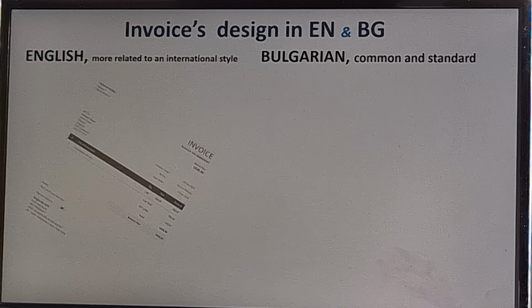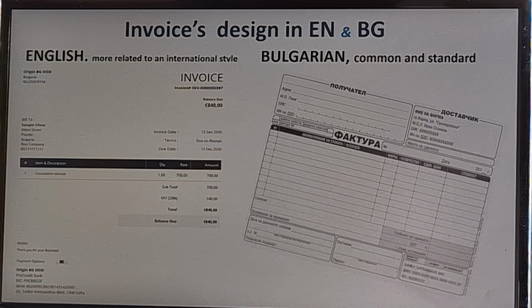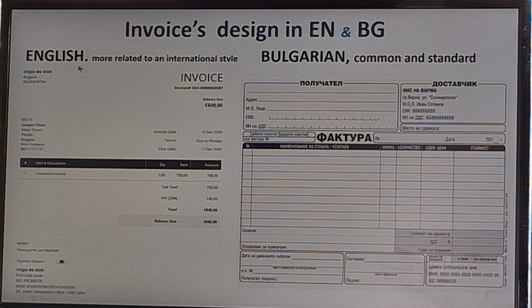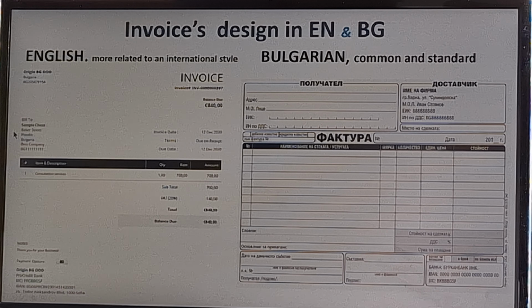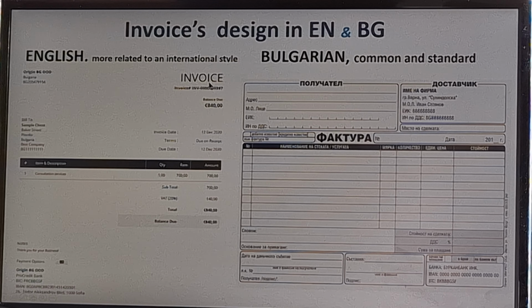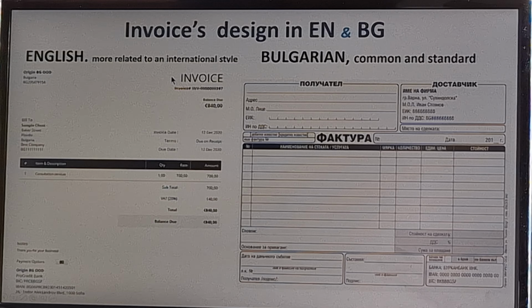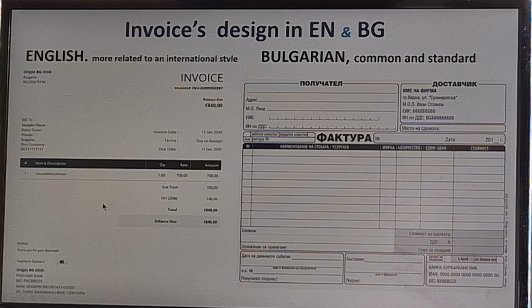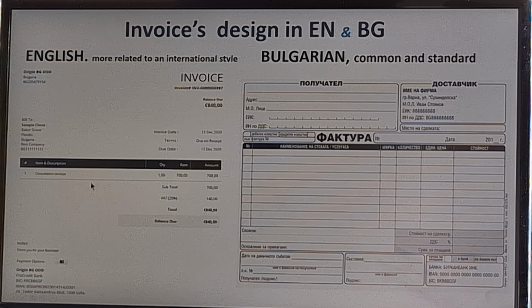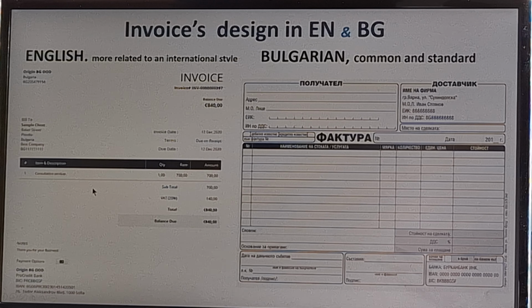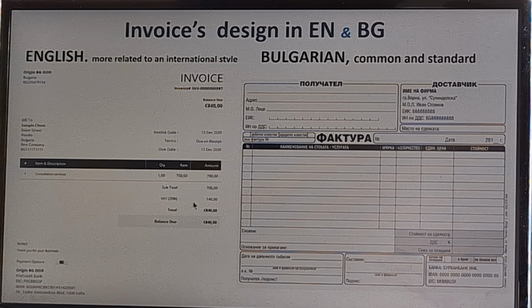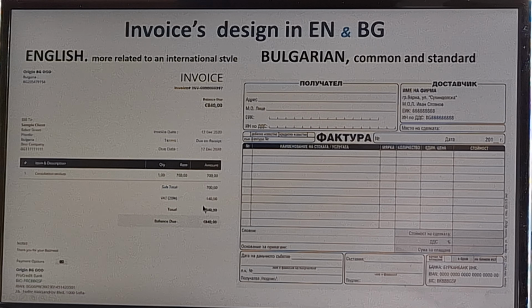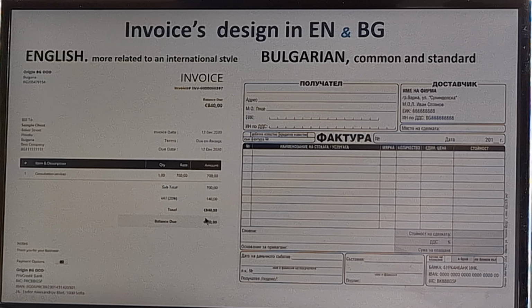So just two good examples of the design. The English one, which is more related to international style, you see here: the serial number, the name showing that this is an invoice, the recipient. Here you are free in how many lines you need for different goods and different services. See here the rate and amount of the VAT, and the amount due, and here the issuer of the invoice.